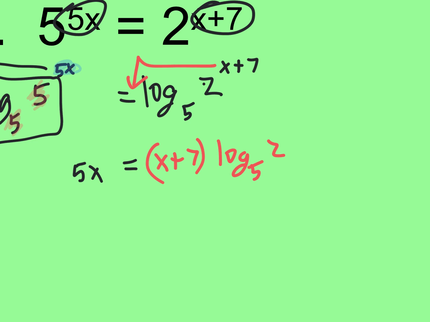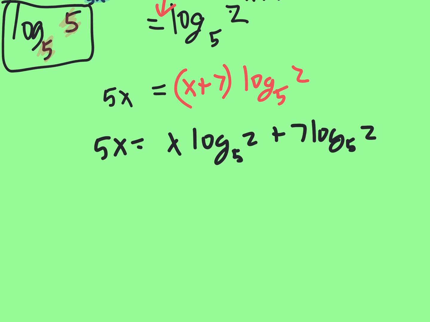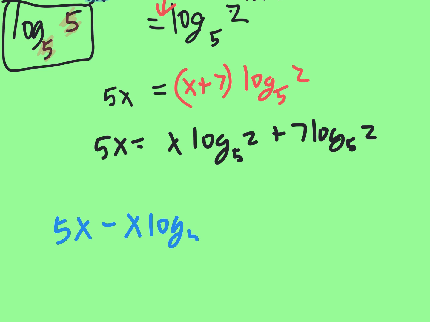So we have to distribute it out. 5x equals x times log base 5 of 2 plus 7 times log base 5 of 2. Okay, now I got to get the variable onto one side. So I'm going to take this x log base 5 of 2. I'm technically subtracting that from both sides. I'm subtracting it here and I'm subtracting it there. Equals 7 log base 5 of 2.